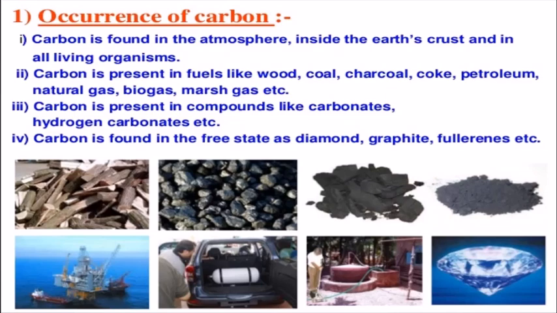Now petroleum, natural gas, those also contain carbon. Then in our body, the food that we consume like carbohydrates, proteins, fats, these are all obtained in our body from what? From plants. So these also contain carbon. And carbon is also present in the form of natural fibers like cotton, wool and silk. So these are the occurrences of carbon.